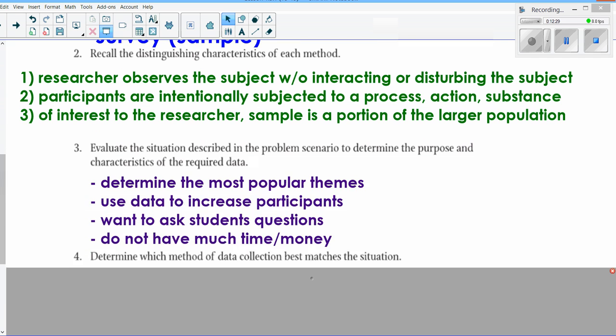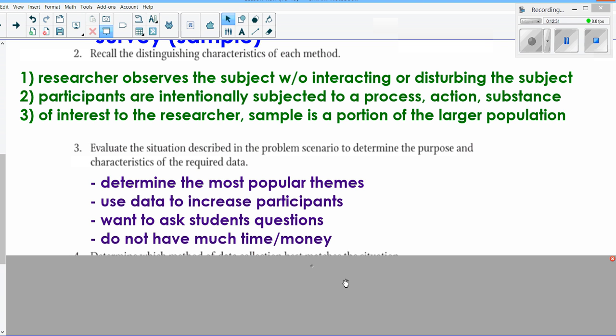And then here's what I wrote down, which are some notes based off of what they said. They want to determine the most popular themes. They want to use data to increase participation. They want to ask students questions. And they do not have much time or money. So these were all things that were stated up above.